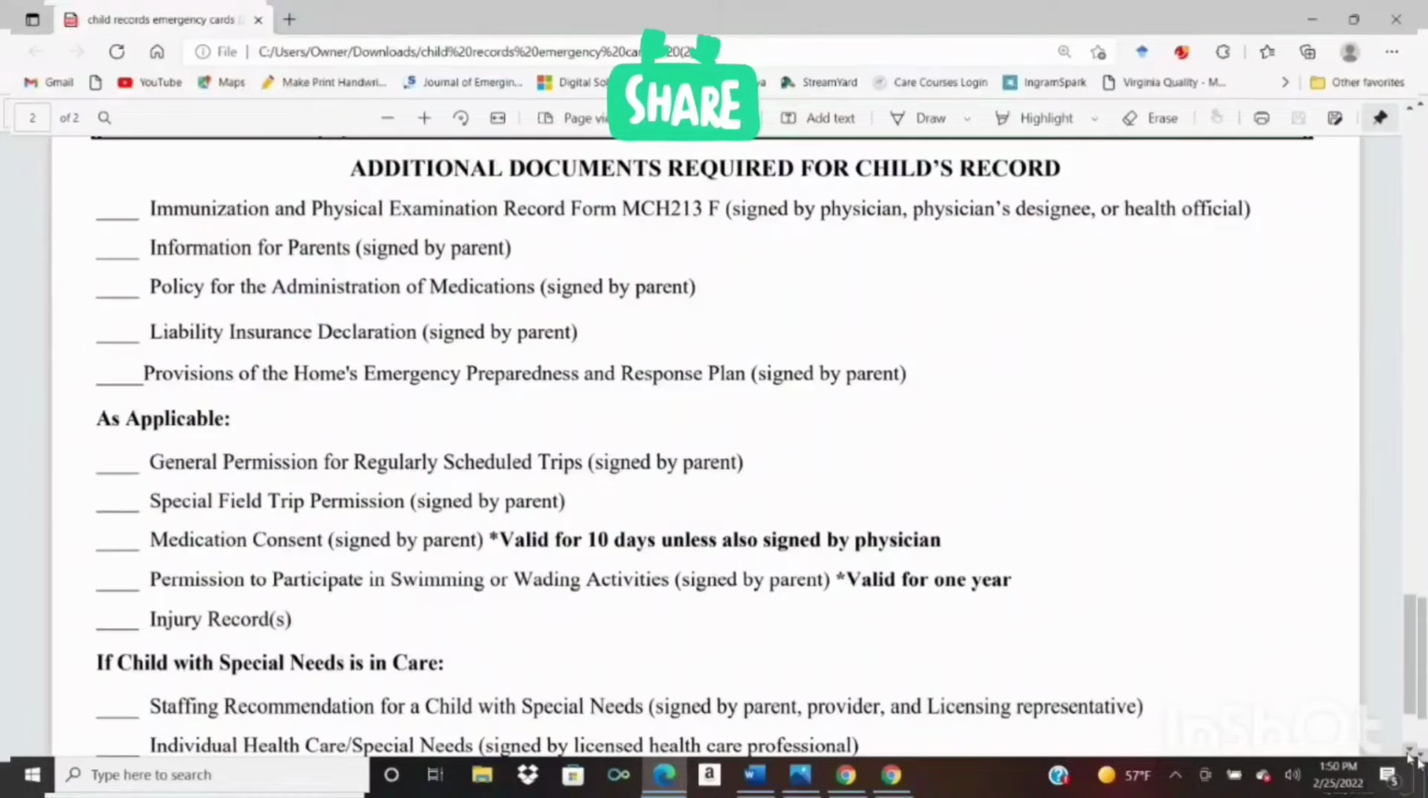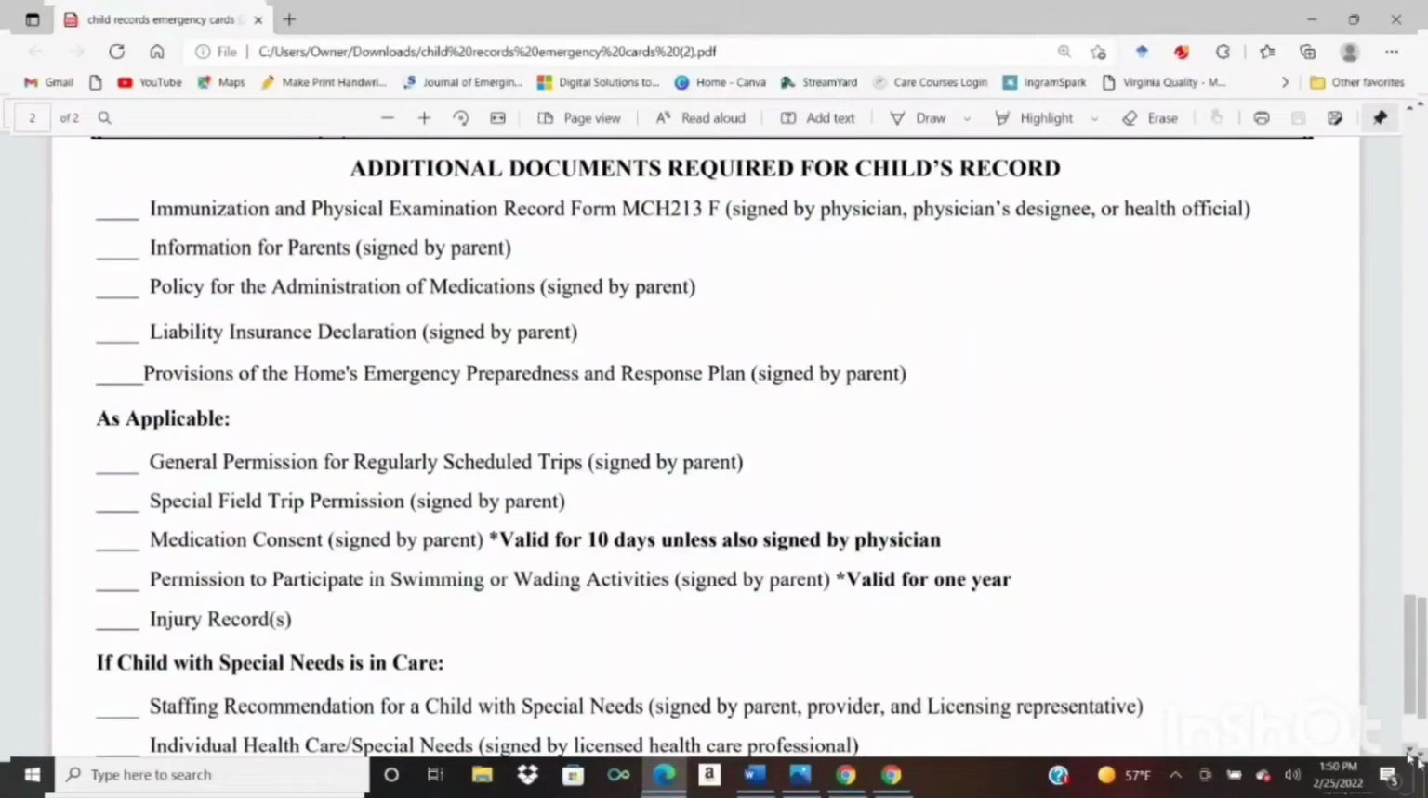Liability insurance declaration. This has to be signed by the parent. This just says, I have liability insurance, or I don't have it. Then the provisions of the home emergency preparedness and response plan. You have to give this to the parents to sign. As applicable, you have general permission for regularly scheduled trips. So I always have my parents fill this form out, because this is for when we go for neighborhood walks, when we go to the park in the neighborhood, just things around here.